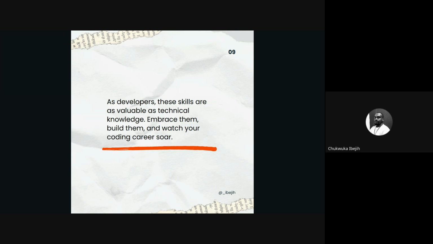And all that wasn't just about my coding skill, if I'm being honest, because I was not good, but it was these soft skills that kept me going. So that's why I say that these soft skills are really as important as your coding skills. Thank you.